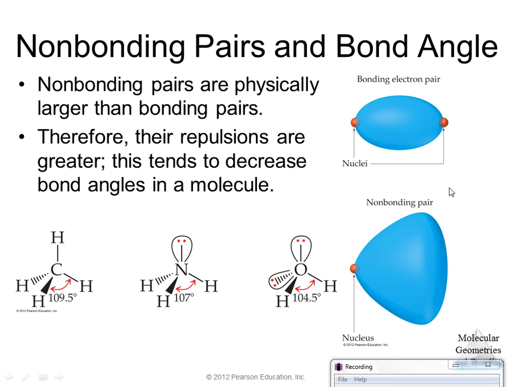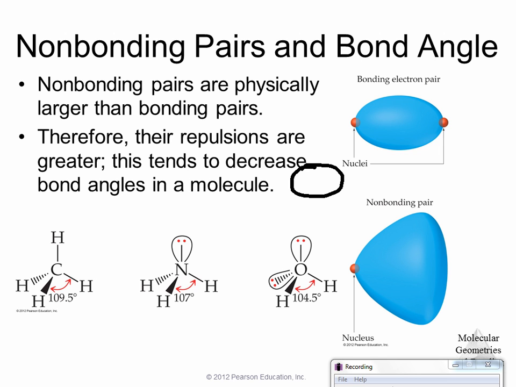So this kind of shows you the size of this. If it's a bonding electron pair, it's kind of an oval. But notice on the non-bonding pair, it's really big on the top and takes up a lot more space. You can see some examples of bonding and non-bonding sites.